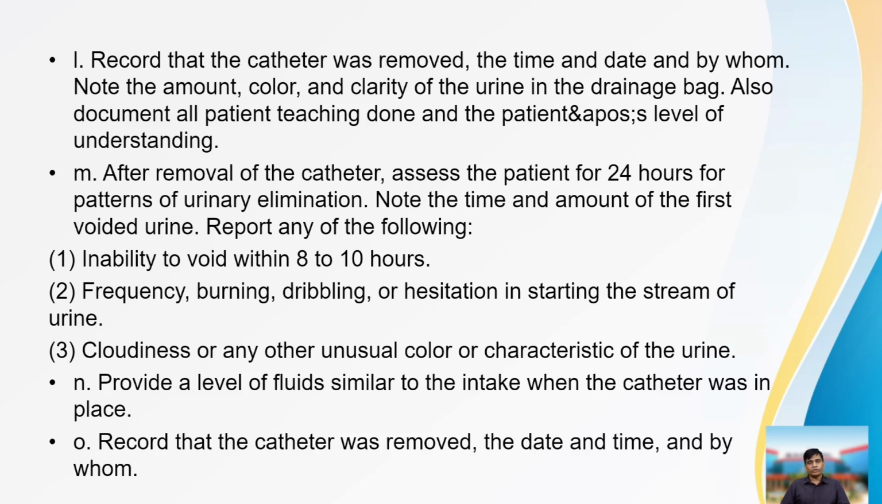After removal of the catheter, assess the patient for a 24-hour pattern of urinary elimination. Note the time and amount of the first voided urine. Report any of the following: inability to void within 8 to 10 hours.